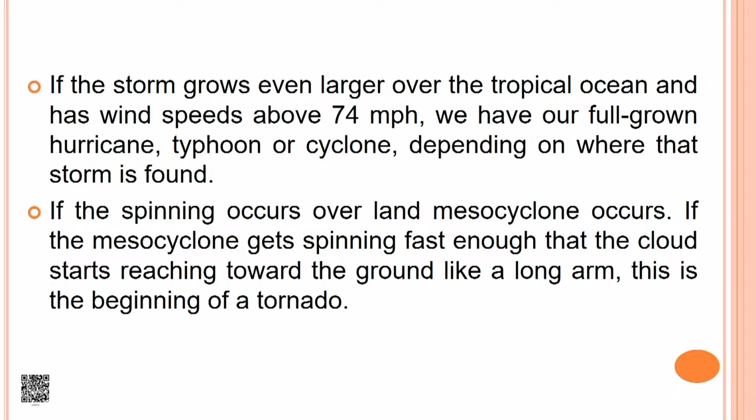If the mesocyclone gets spinning fast enough that the cloud starts reaching towards the ground like a long arm, this is the beginning of a tornado. If the cloud's arm reaches all the way to the ground and grabs hold, this is now officially a tornado, ready to suck up everything in its path like a giant vacuum cleaner hose.